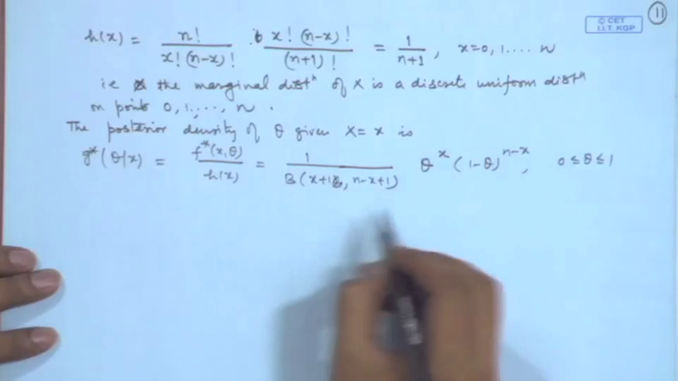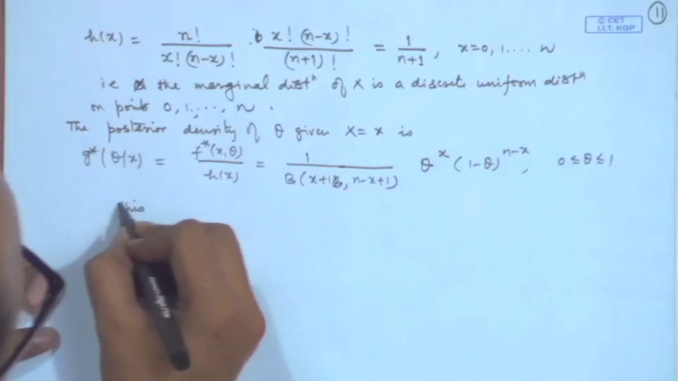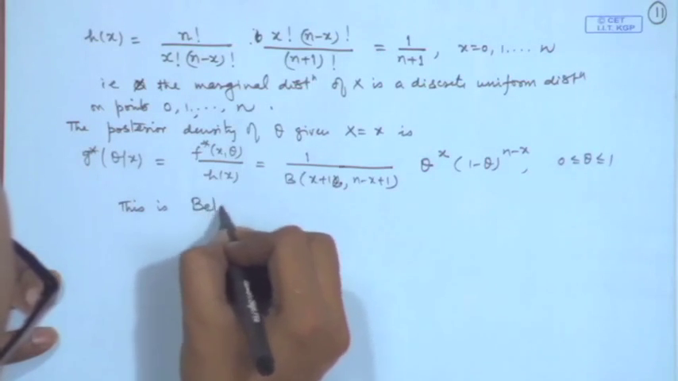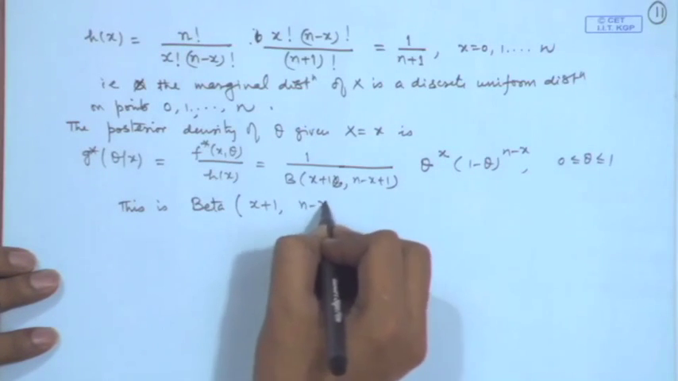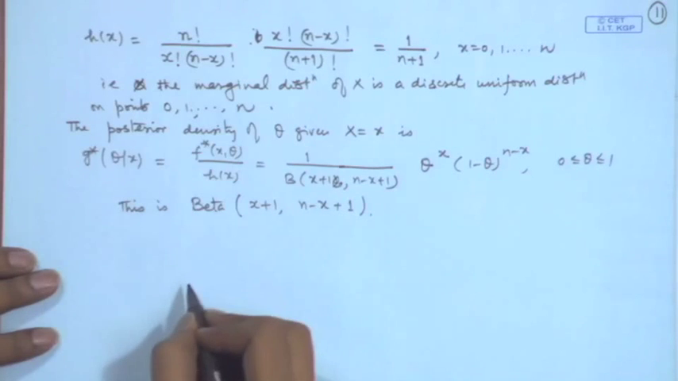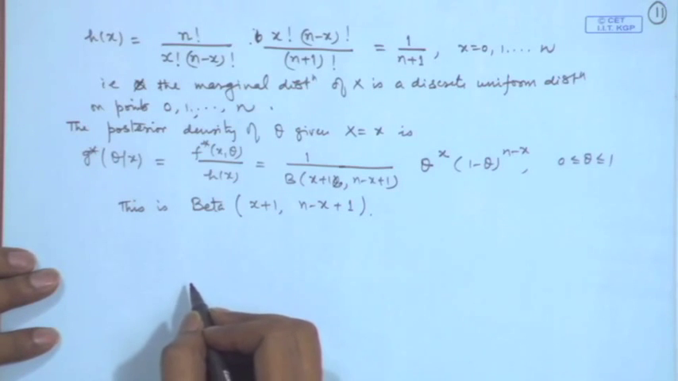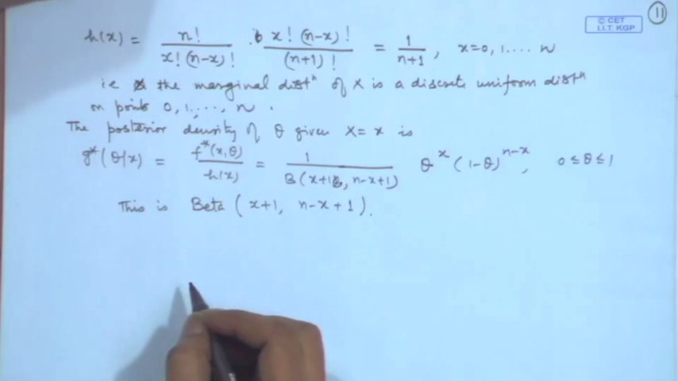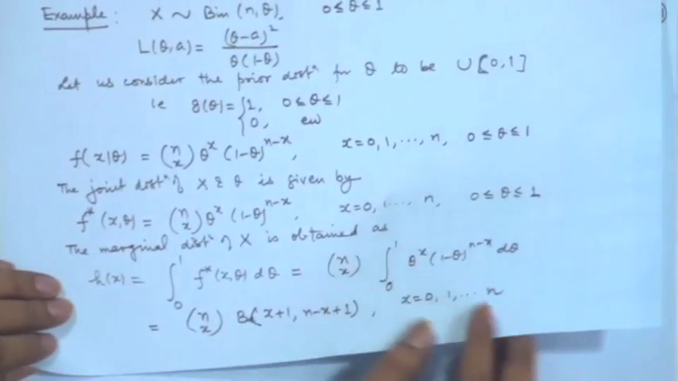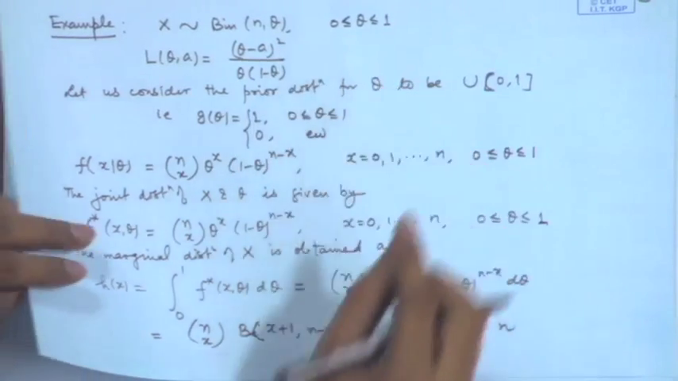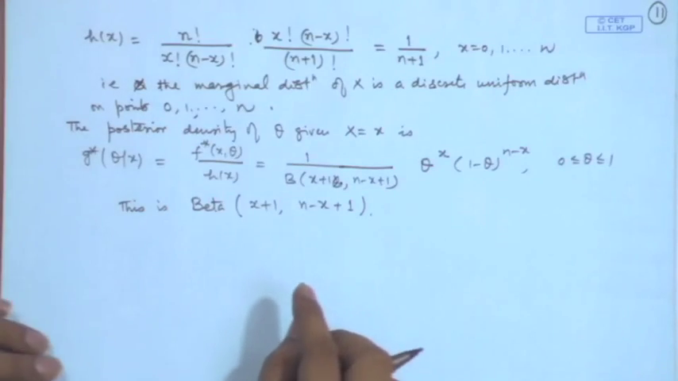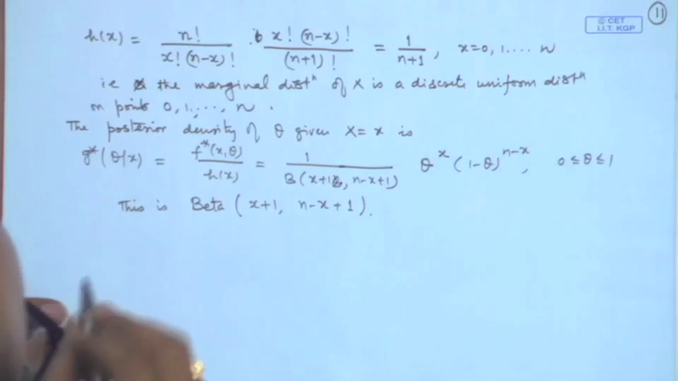Actually, this is nothing but a beta distribution, with parameters x plus 1 and n minus x plus 1. Now, the loss function we have considered is a weighted squared error loss function. If you remember, in the previous lecture I gave the formula.